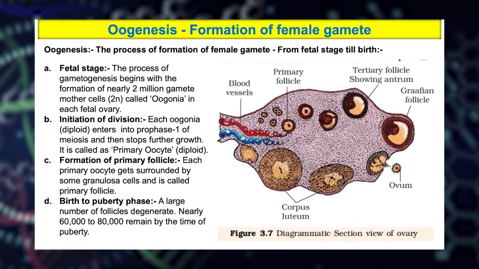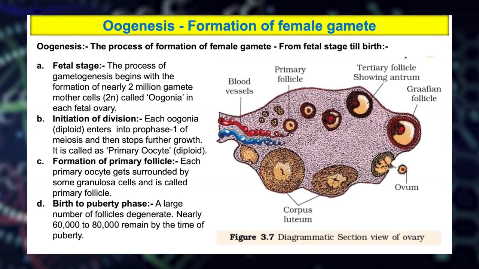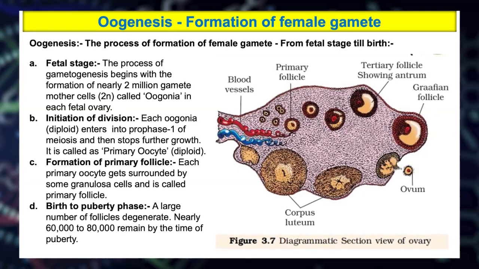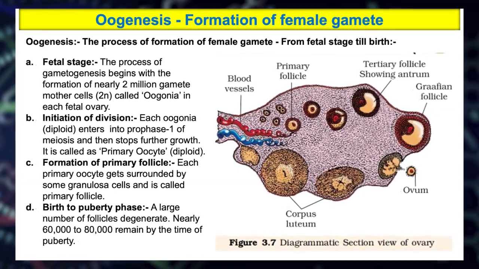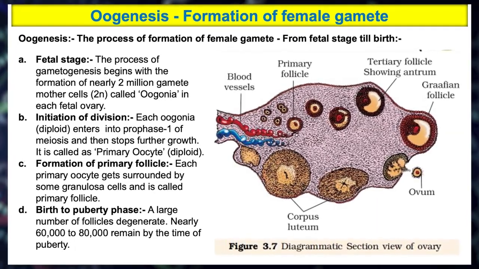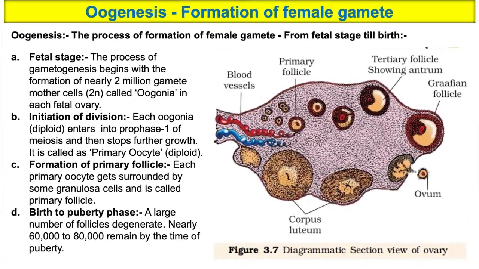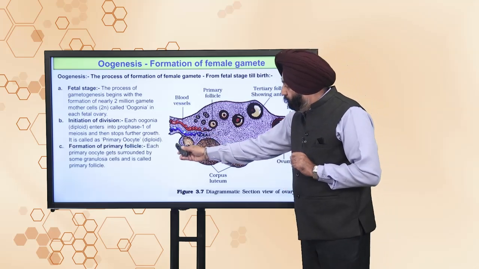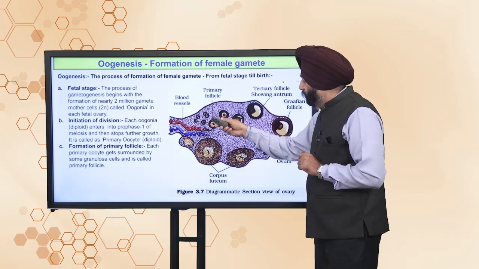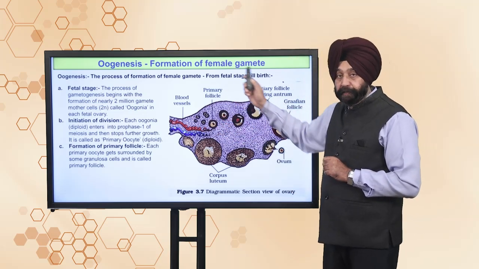These gamete mother cells are called oogonia. Initiation of division: each oogonia, which is diploid, enters prophase 1 of meiosis. Then it stops further growth. This is called the primary oocyte. It is still diploid. The primary oocyte gets surrounded by certain cells, granulosa cells. Now it is called a primary follicle.